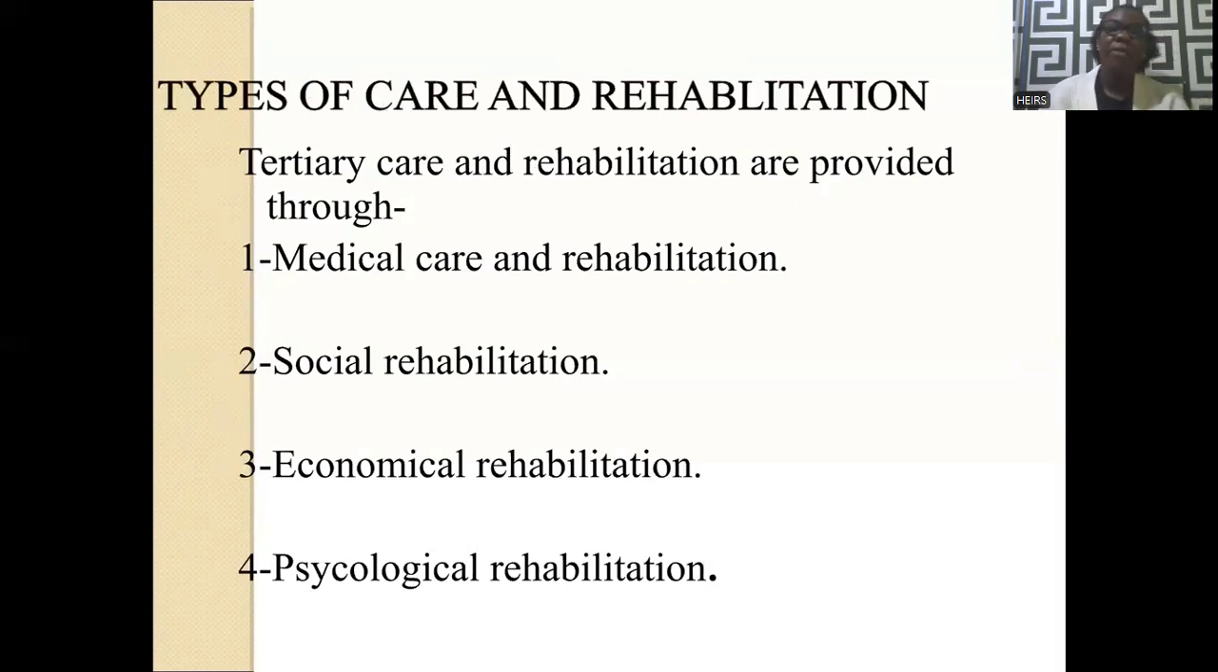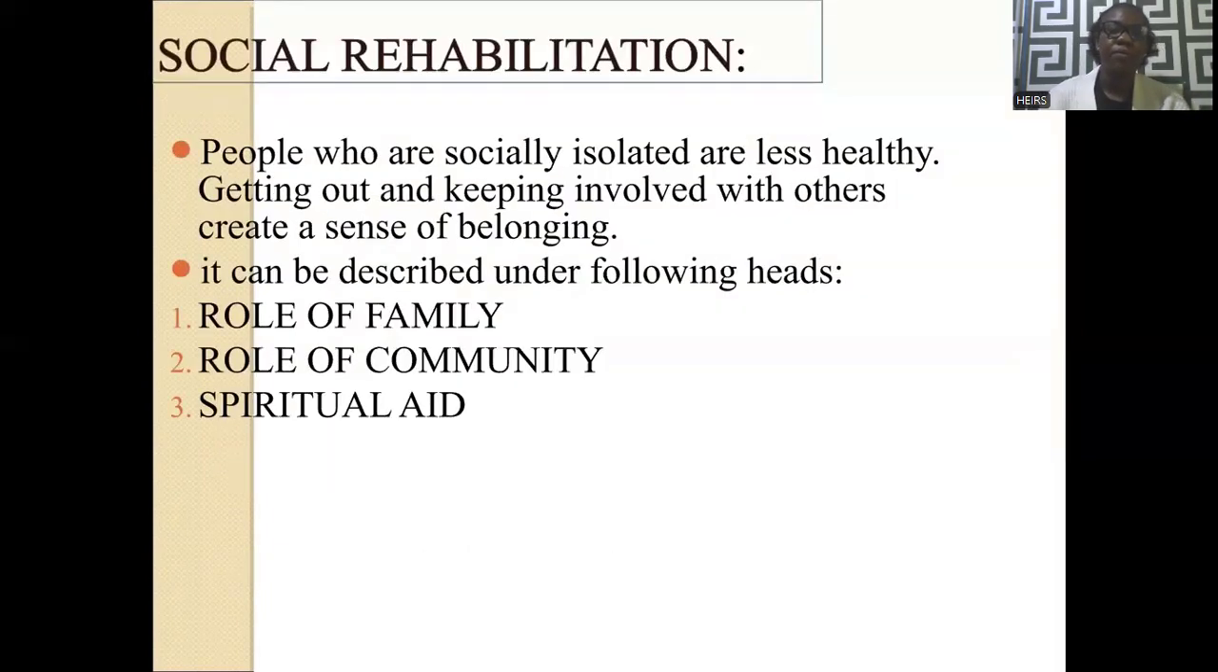Now, types of care and rehabilitation. The tertiary care and rehabilitation are provided through medical rehabilitation, social rehabilitation, economic rehabilitation, and psychological rehabilitation. Social rehabilitation: people who are socially isolated are less healthy. If they don't have a lot of relatives, a lot of friends, they're generally less healthy. So an elderly person that gets out and keeps involved with other people will be creating a sense of belonging for himself. And it can be described under the following heads: the role of the family in social rehabilitation, the role of the community in social rehabilitation, and the role of the spiritual community too in social rehabilitation.